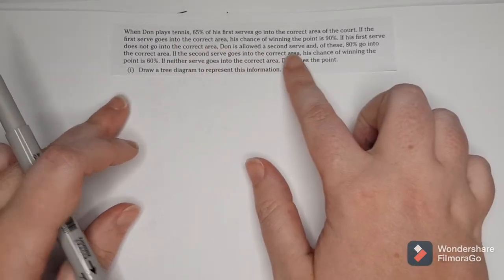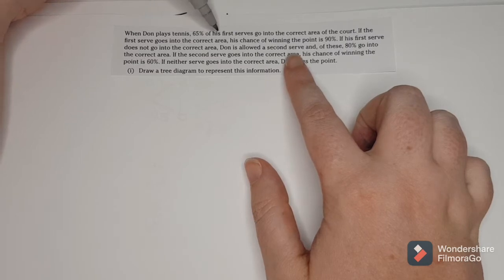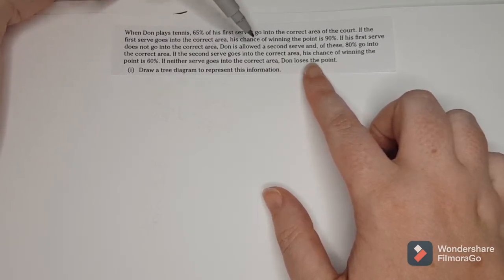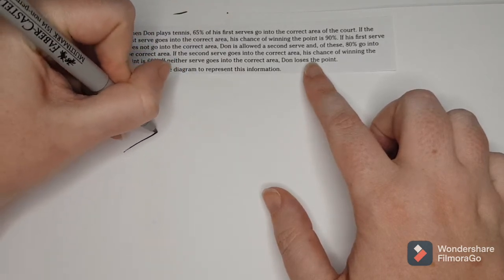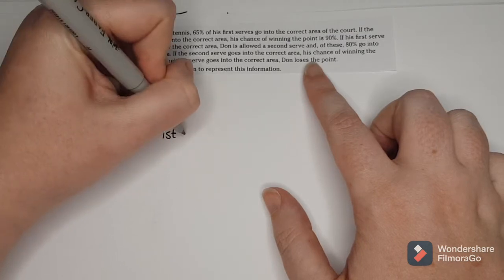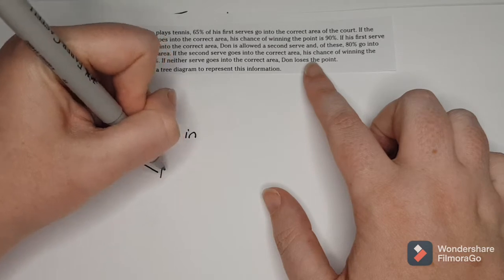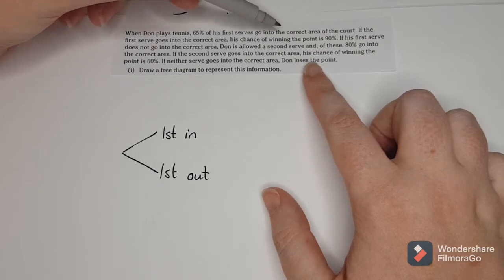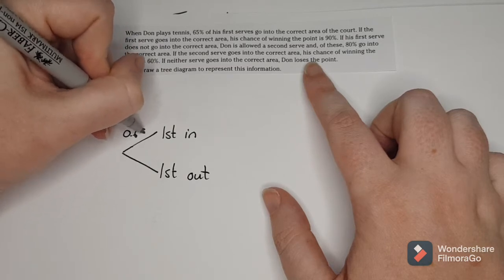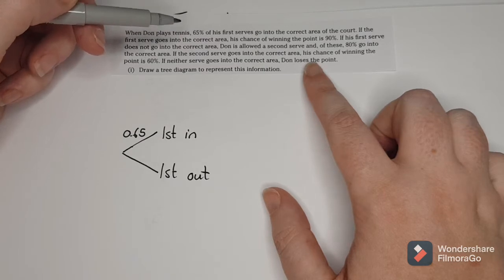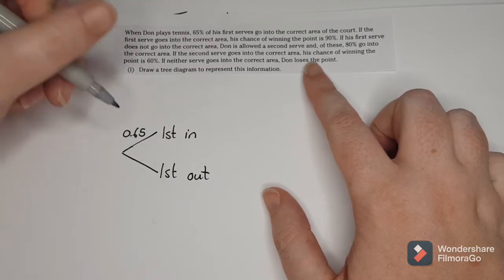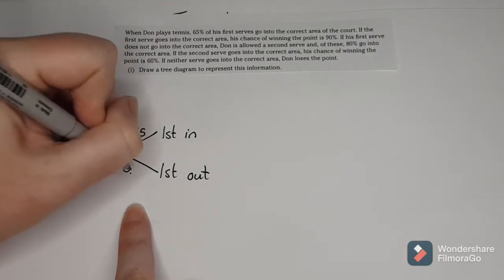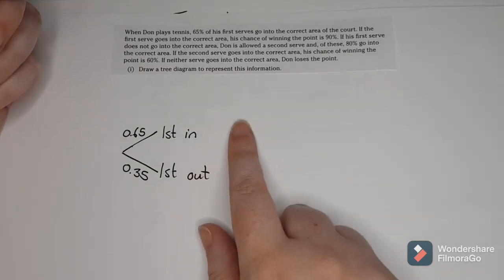So our first bit of information is that when he's playing tennis, 65% of his first serves go into the correct area. So we're dealing with either it's going in or it's going out. So we can draw our first branch that his first serve is going to be in, or his first serve is going to be out. And they say 65% of his first serves go in. So this is going to be 0.65, because remember, percentages, we need to convert to out of 1 instead of out of 100. So if 0.65 go in, and this split must add up to 1, this branch is going to be 0.35.